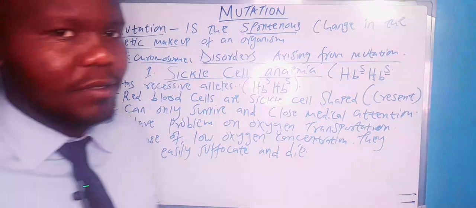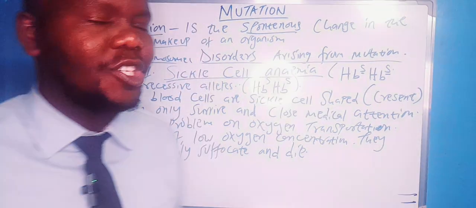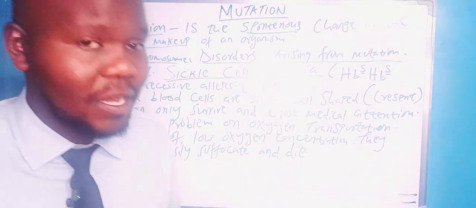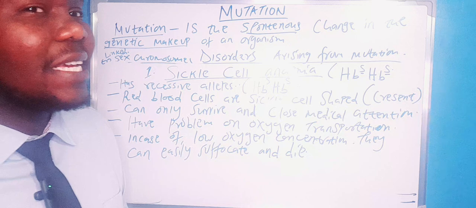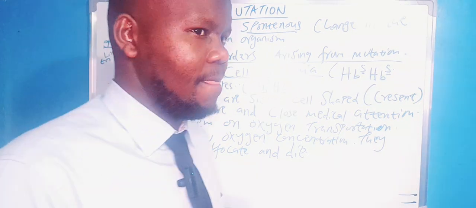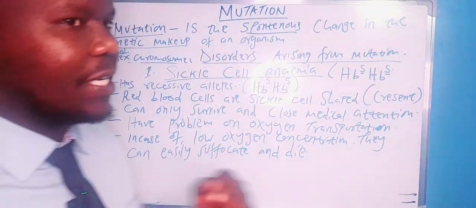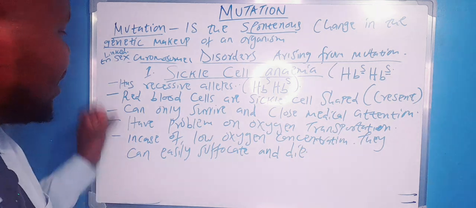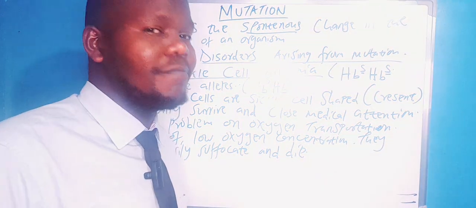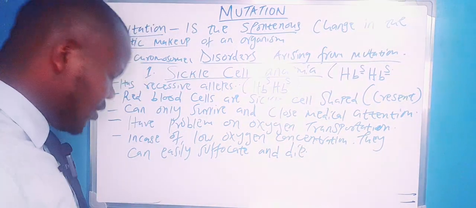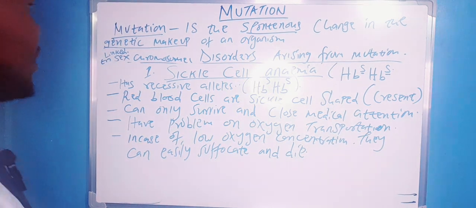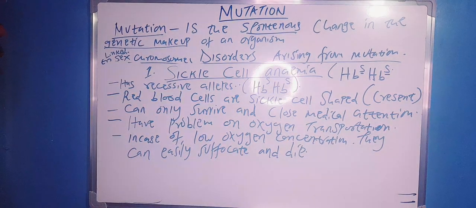It's bad when having this condition. It's a condition and a disorder. When you speak about a disorder, it's not a disease, it's a disorder. Get the difference. We have a difference between a disease and a disorder. So in case of low oxygen concentration, this person might suffocate and definitely die. That is it. So let's do the second one now.